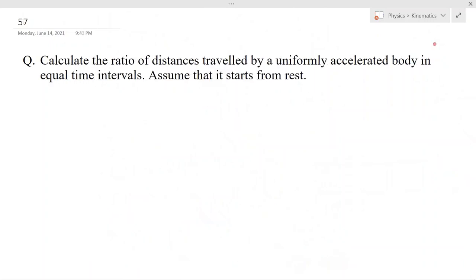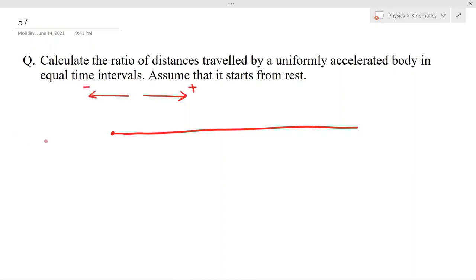Calculate the ratio of distances traveled by a uniformly accelerated body in equal time intervals. Assume that it starts from rest. Again we will use same procedure. We will consider the directions first. Suppose right is positive and left is negative, and we have to calculate the ratio of distances traveled by a uniformly accelerated body.